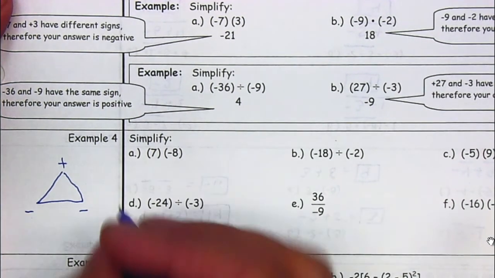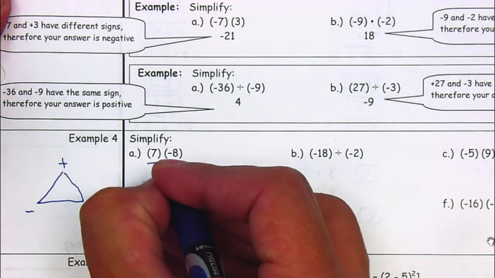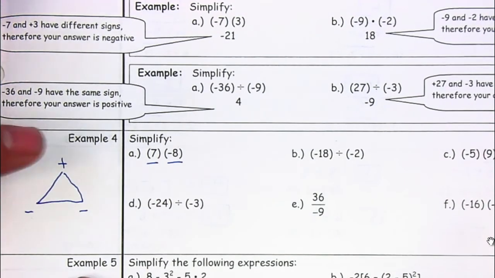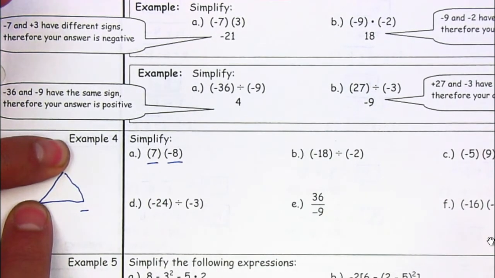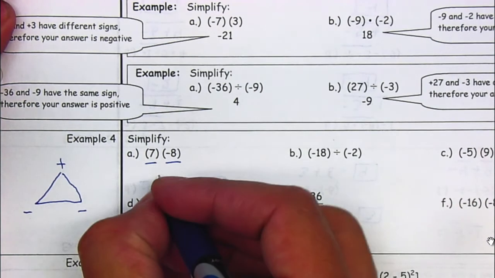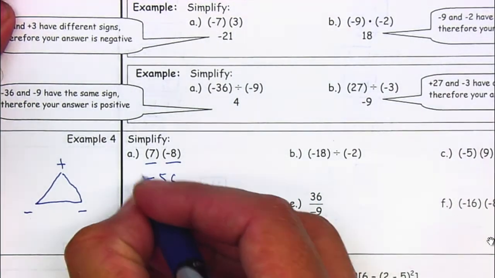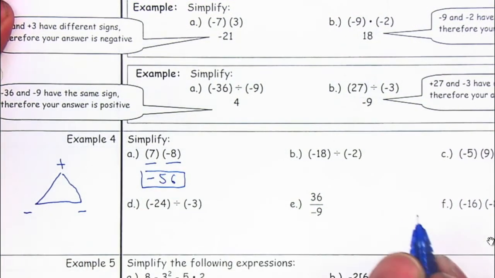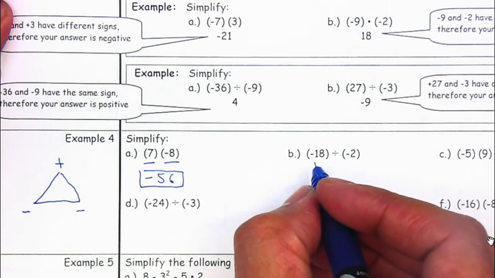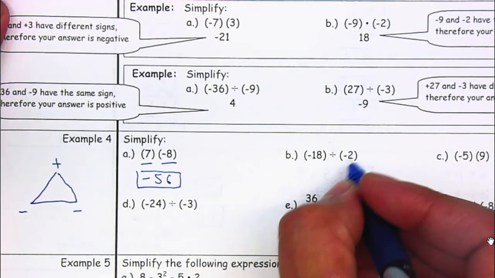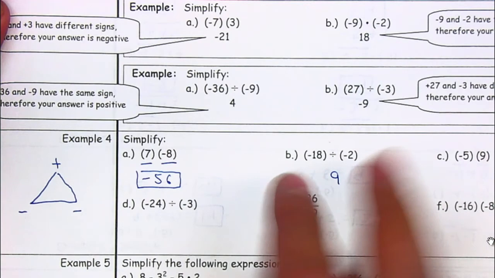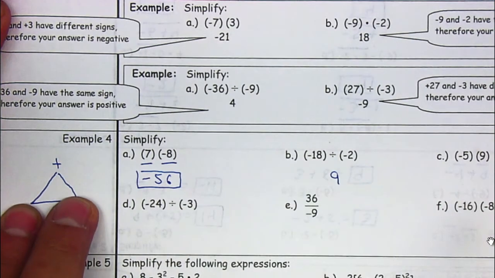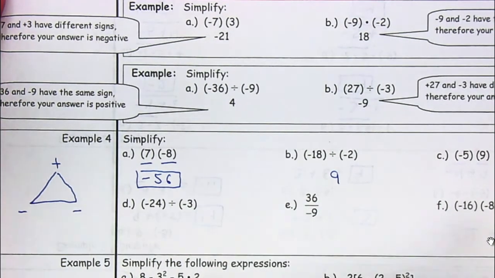So let's go and try the first one. We have a positive times a negative. They're multiplying. So a positive times a negative, your answer will be negative. This is 56 and negative 56. We are dividing. 18 divided by 2 is 9. If we divide a negative divided by a negative, your answer will be a positive.